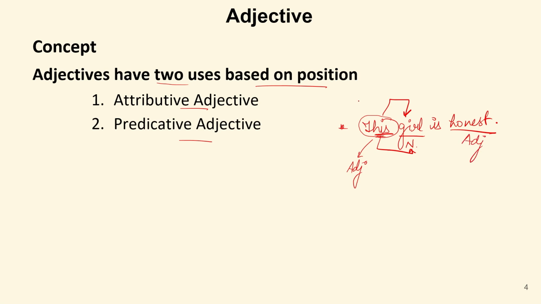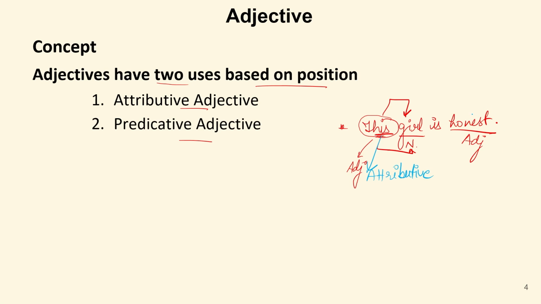Now look at this sentence carefully. We have two adjectives in this sentence. One is this. So this is used just before the noun, and it is qualifying this noun. This is also an adjective. This is a demonstrative adjective actually. Now this word this is known as an attributive adjective because it is used just before the noun.